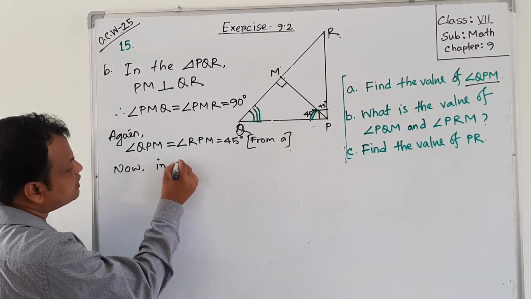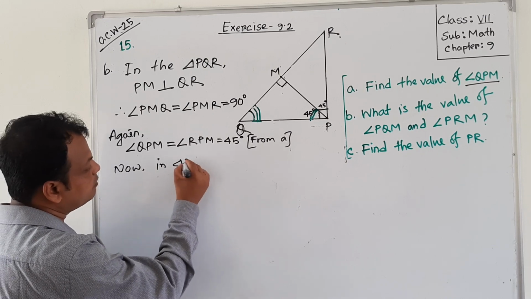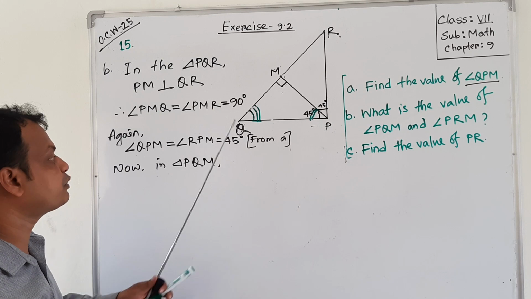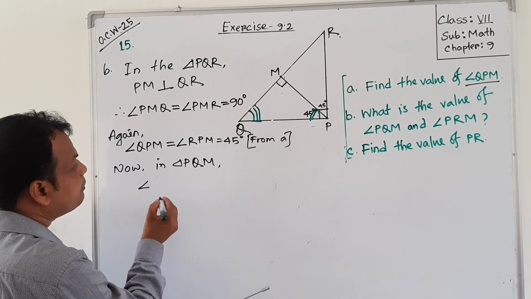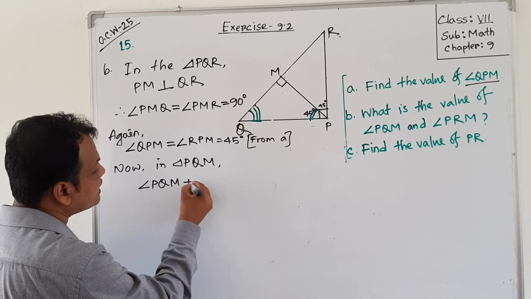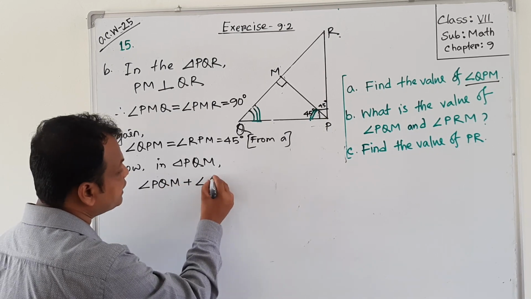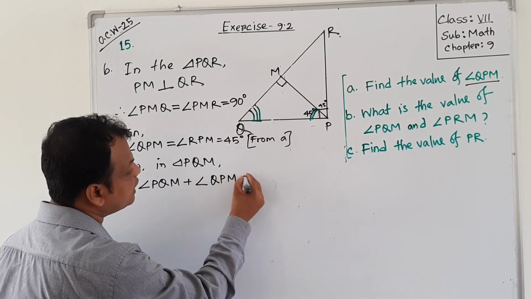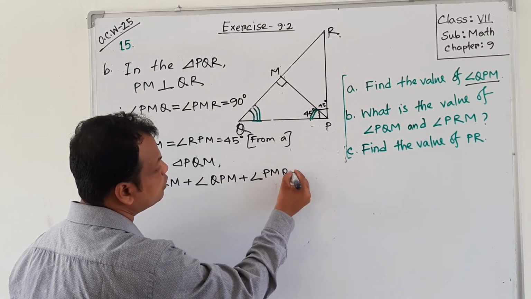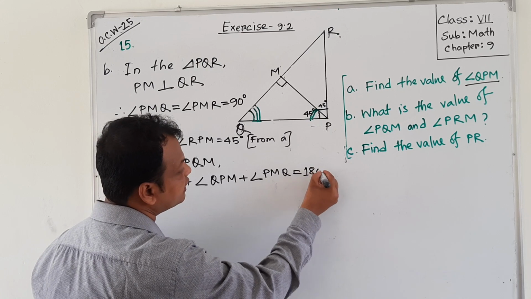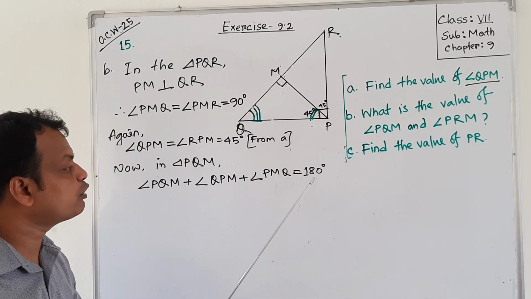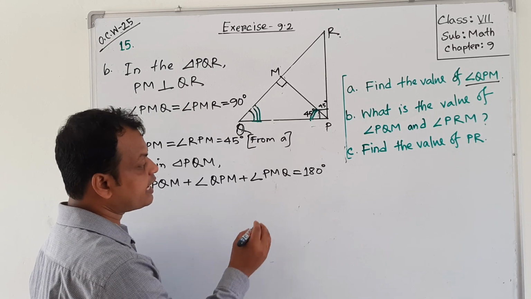Now in triangle PQM, we can write the sum of three angles: angle PQM plus angle QPM plus angle PMQ equals 180 degree. So why will this one be 180 degree? We'll give the side note here.